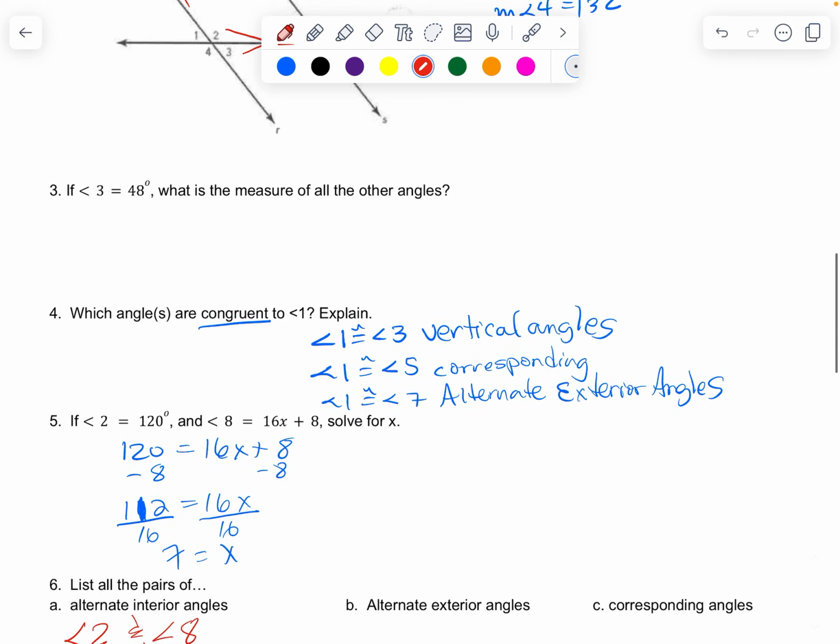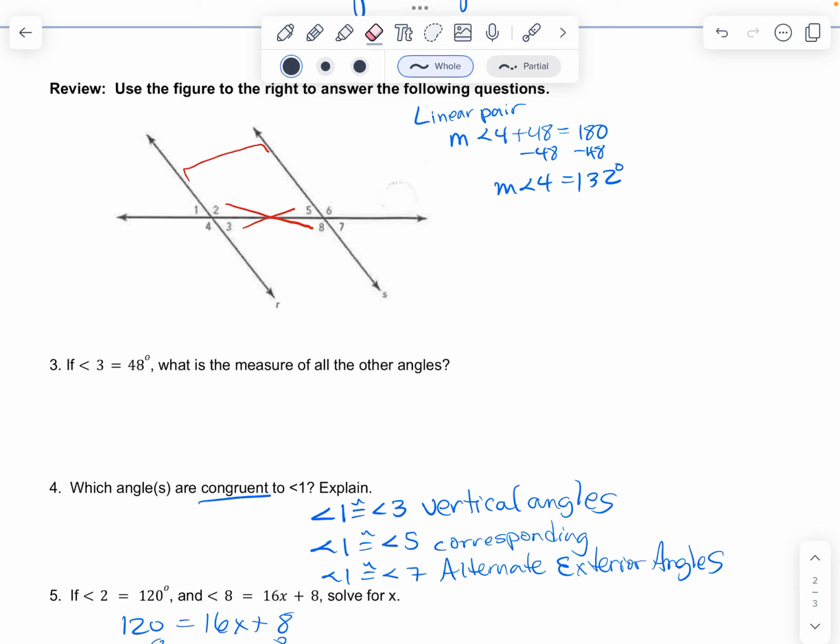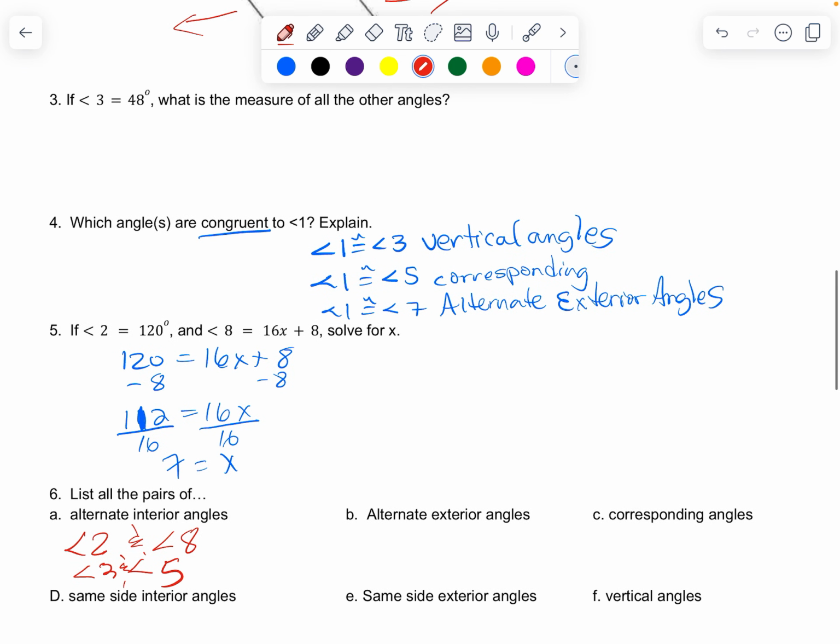Okay, alternate exterior angles. Exterior means that they're on the outside. So they're on the outside, and they're on alternate sides. So 4 and 6 and 1 and 7.